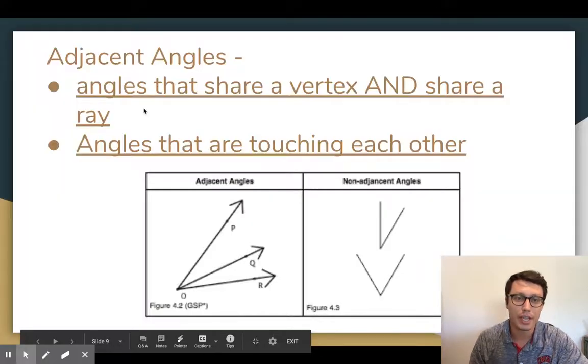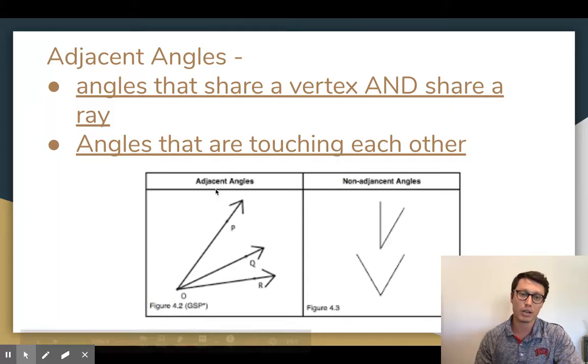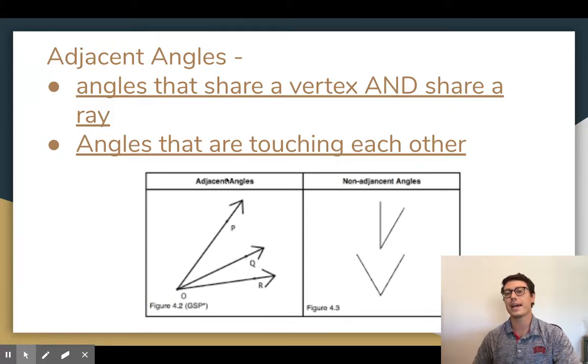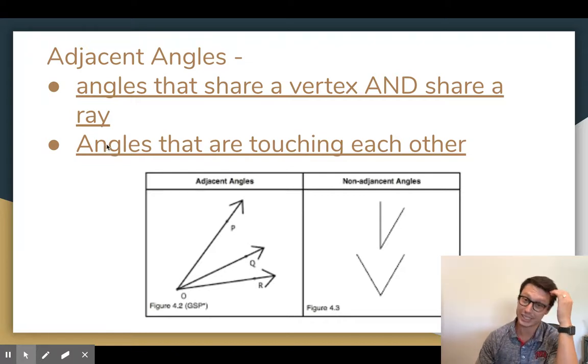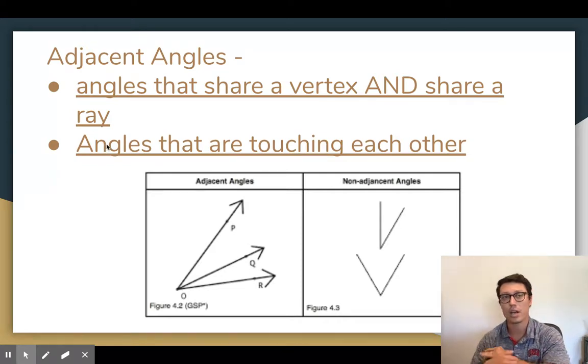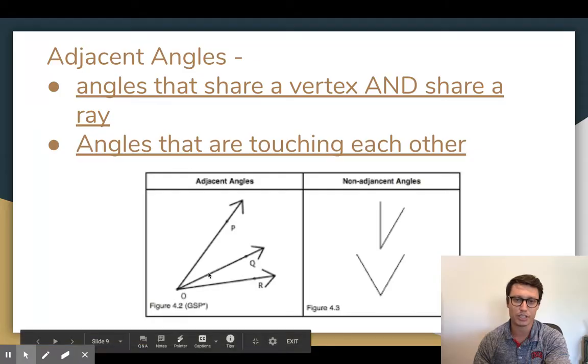Okay, adjacent angles: angles that share a vertex and share a ray, right? We can also think of this as angles that are touching each other. This second part is definitely not a mathematical definition, but it's a good way for you to remember it. So these are a pair of adjacent angles, right?